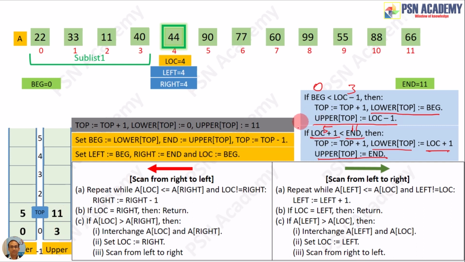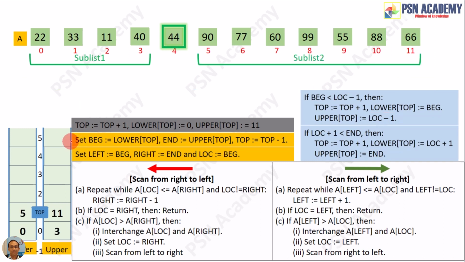Now after setting this sublist, we have to pop from the stack to start working with the quicksort algorithm again. And we execute this statement, that is set big to lower top and end to upper top. Lower top is 5 and upper top is 11. So this 5 will be set to big and the upper top, that is 11, will be set to end. Since we have popped this 5 and 11, we pull down this top to the 0th index like this. So there is only one sublist to be attended, and we are now ready to work on this sublist with the big 5 and end 11.